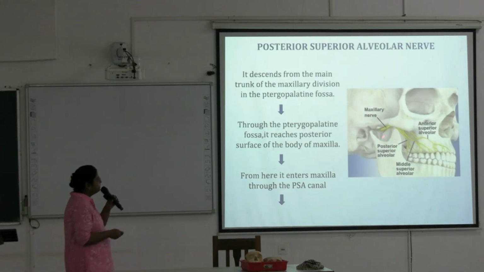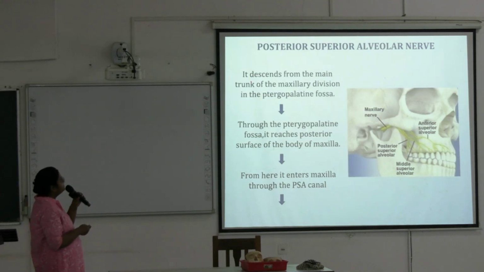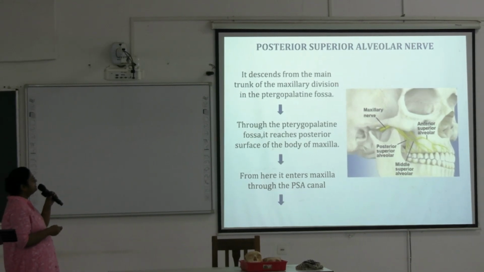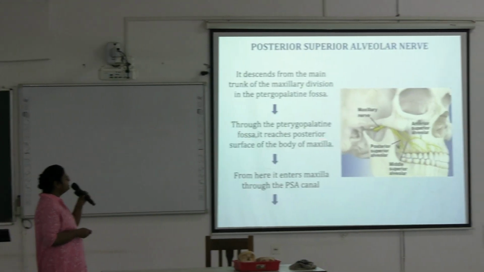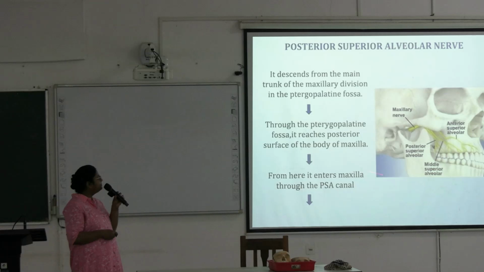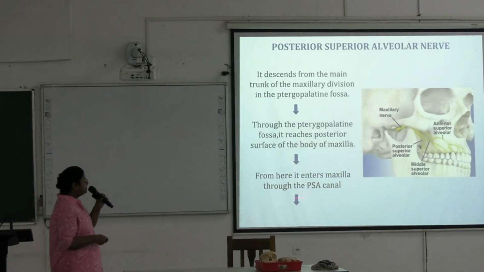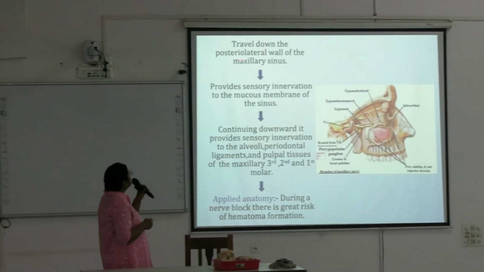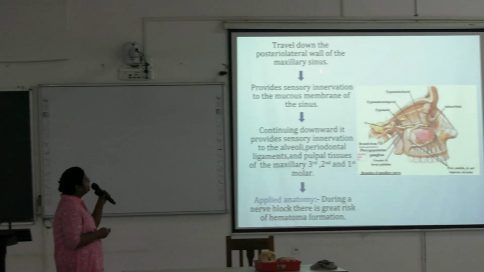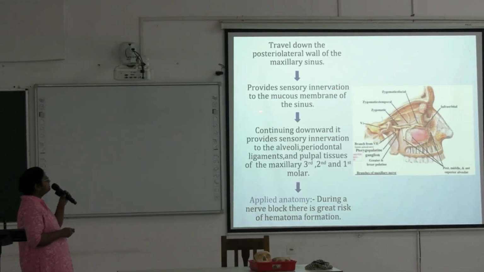Next, posterior superior alveoli. Here is the posterior superior alveolar nerve, and this is the anterior superior alveolar. The posterior superior alveolar descends from the main trunk of the maxillary division in the pterygopalatine fossa, and through this fossa it reaches the posterior surface of the body of the maxilla, and from here enters the maxilla through the pterygopalatine canal mainly.